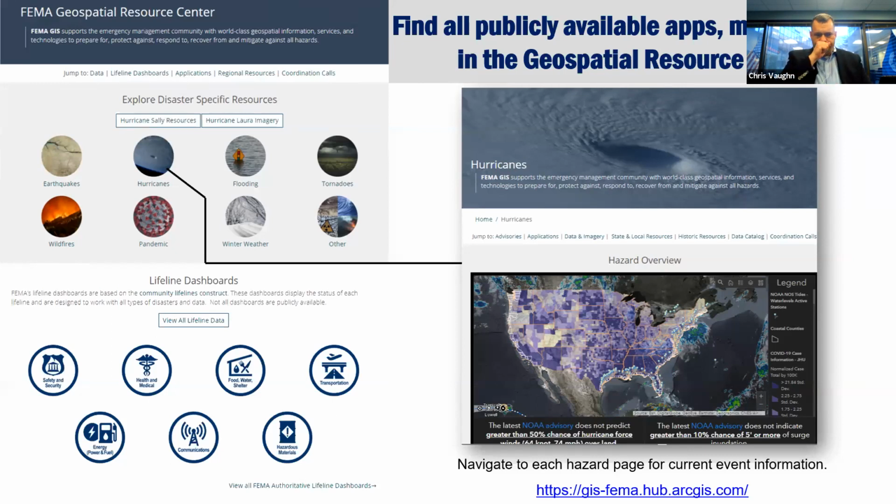We've got the 7 lifelines articulated on that front page as well. Plus we try to do things by incident. So if you're looking for winter storms, or if you're looking for floods, you're looking for tornadoes, all the imagery is curated around the lifelines and the incident. So that's a good way that we try to do ontology and curation.